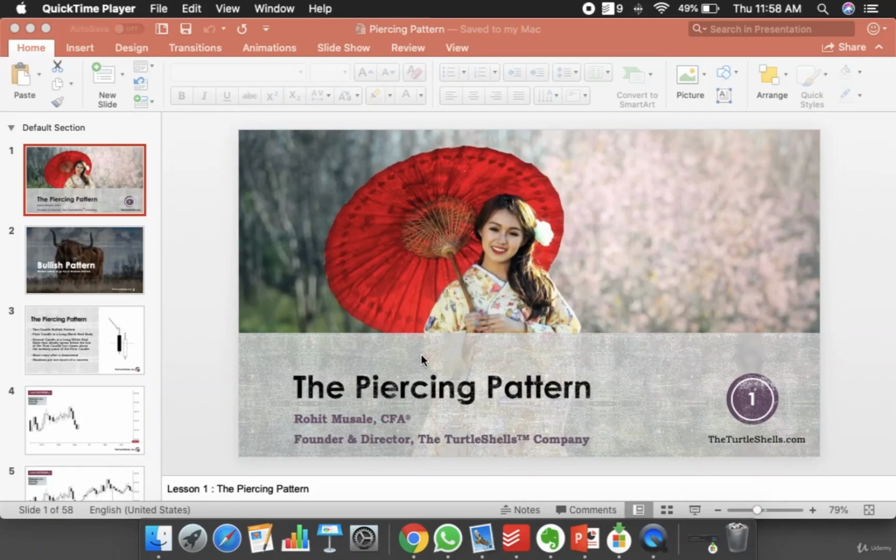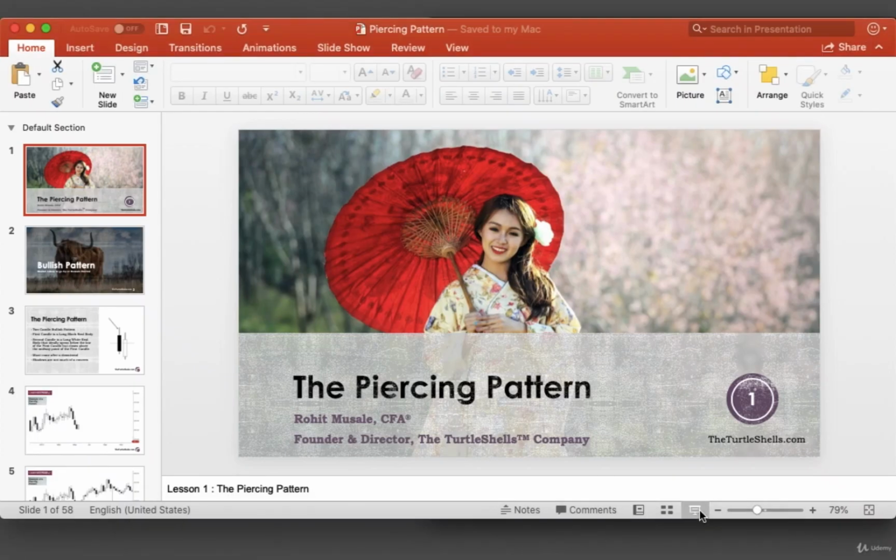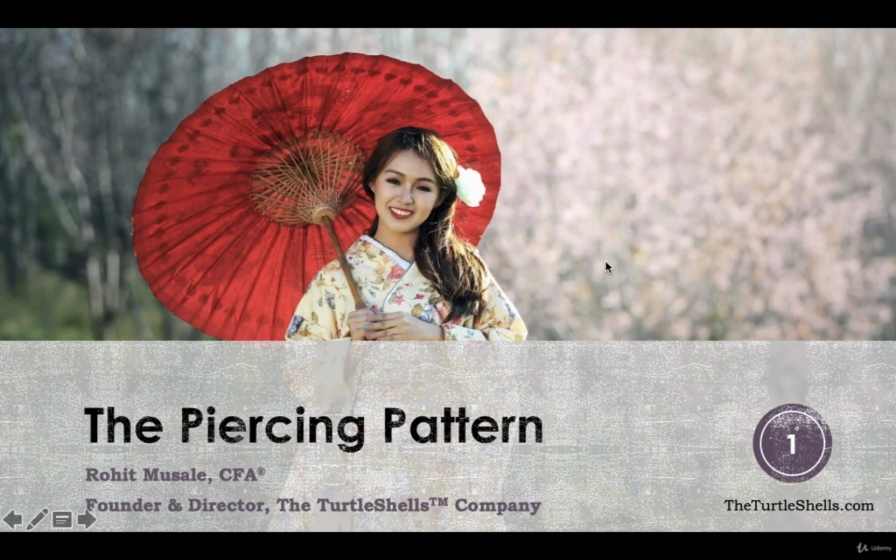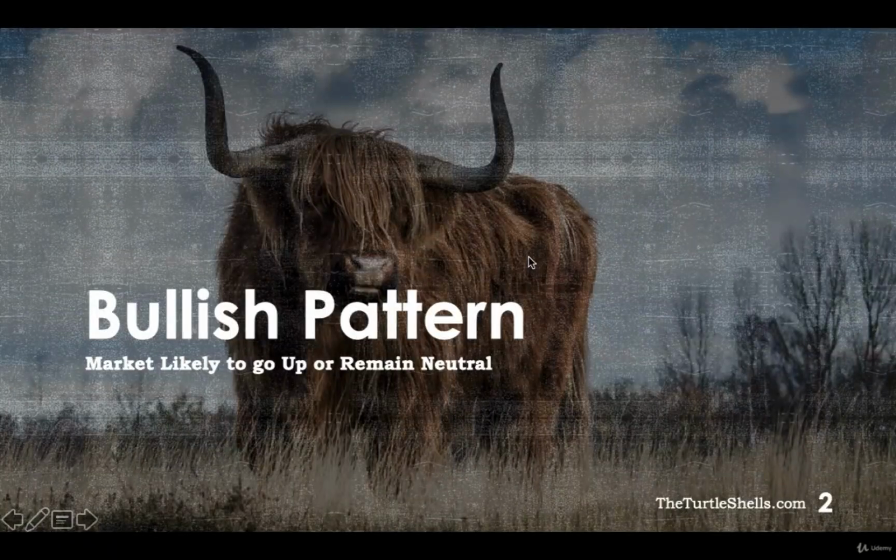Alright, now let's have a look at the next pattern, which is a bullish pattern. It is called a piercing pattern. So till now we have looked at the hammer and the bullish engulfing pattern, and those two patterns itself are enough for you to get started with trading. But there are more patterns that we need to look into.